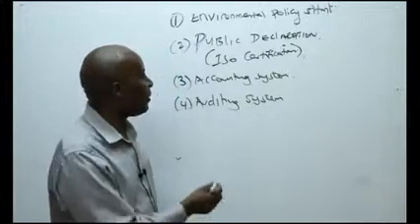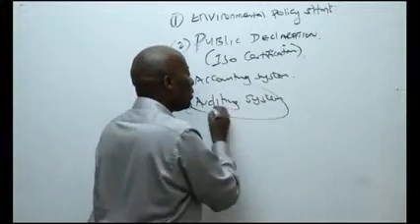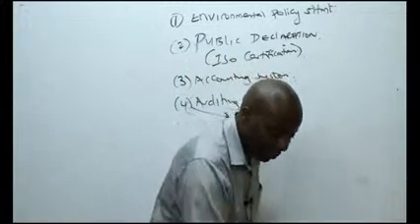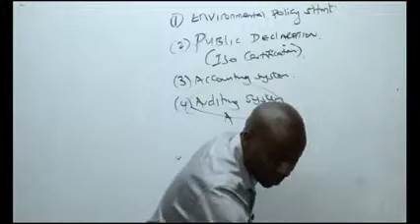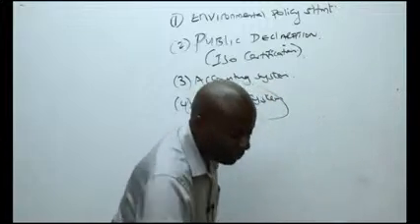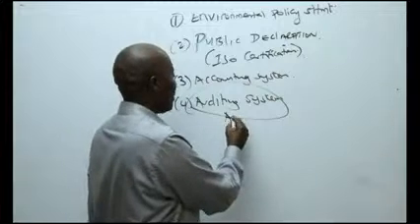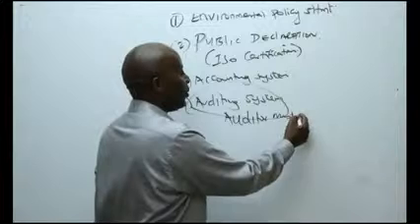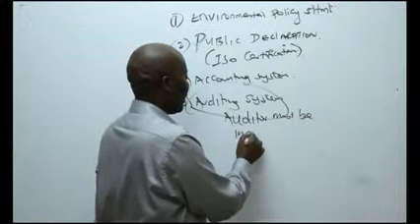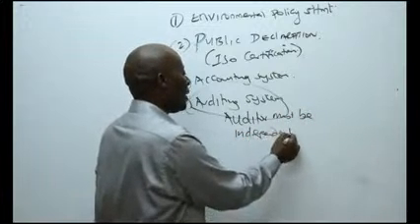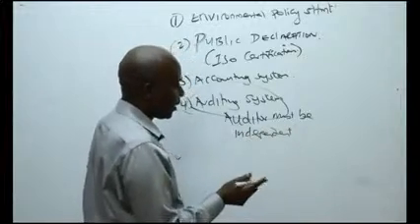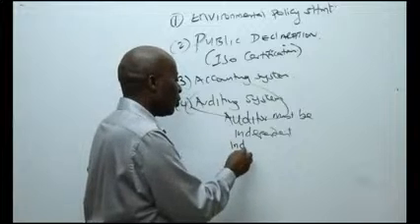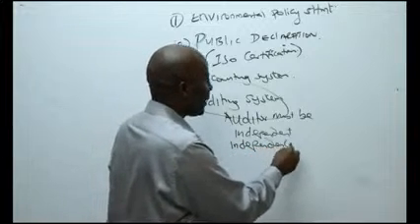Ladies and gentlemen, remember, under auditing, I'm repeating again here, the auditor must be seen to be independent. And if you recall from your auditing, and that is why I love these papers, they are quite interrelated, the auditor must be independent. Under independence, we have what we normally call the independence threats.